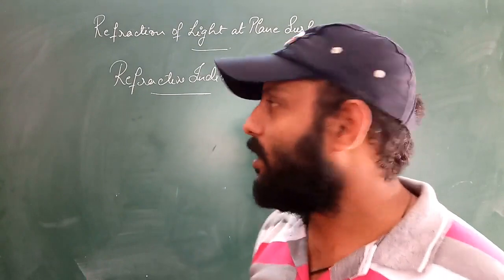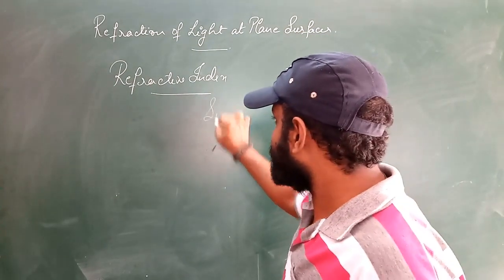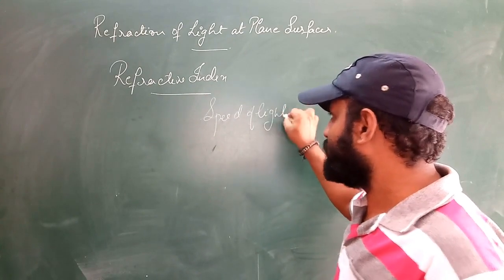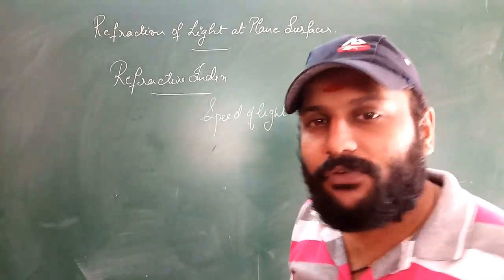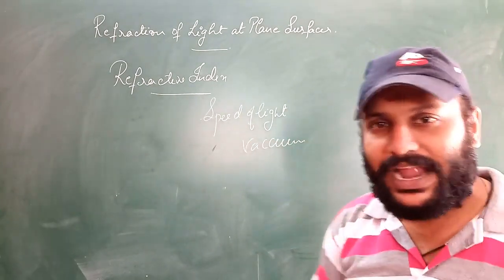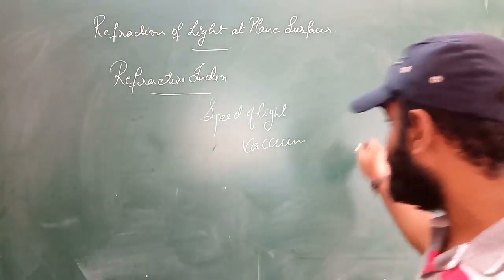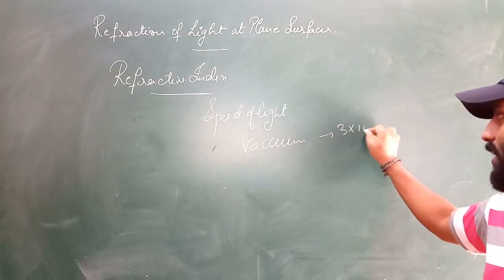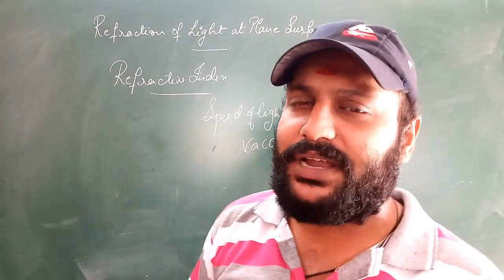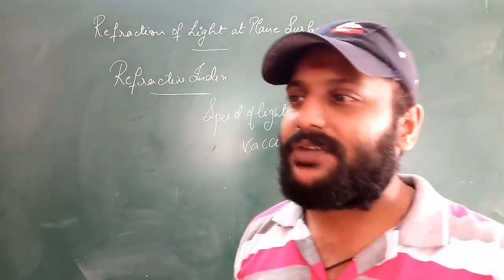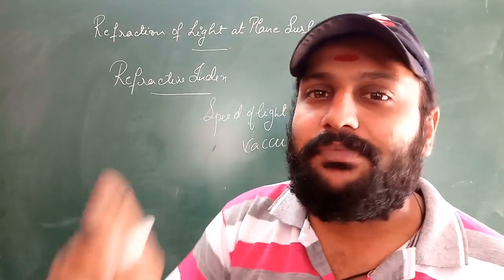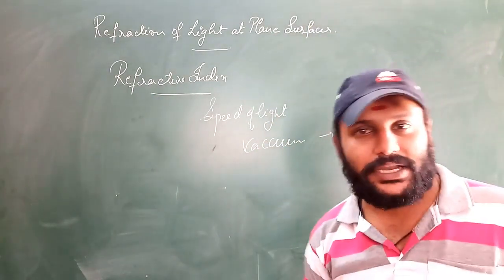So we know that the speed of light is maximum in vacuum. Its value is 3 into 10 to the power of 8 meter per second. So the maximum speed of light is in which medium? Vacuum. Whatever light passes through any other medium, its speed will be less than the speed of light in vacuum.